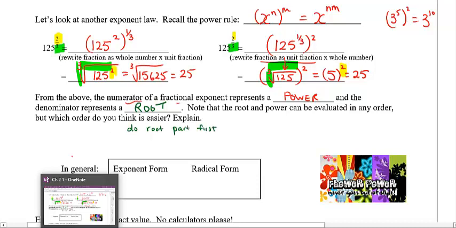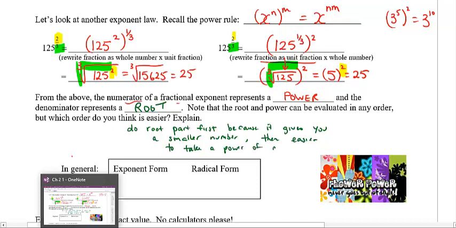Why? Because it gives you a smaller number, right? And then with the smaller number, it's much easier to square it. It's easier to take a power of a smaller number. Okay? So once again, both ways work, but don't you want to do the one that's a little bit simpler?